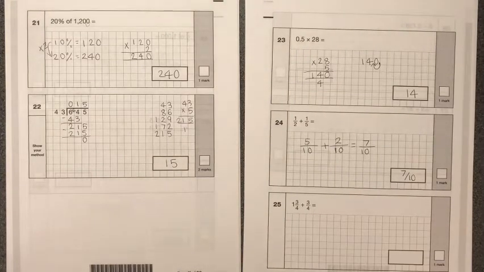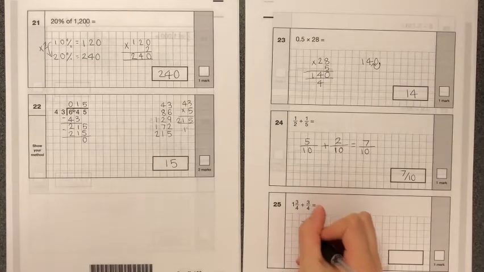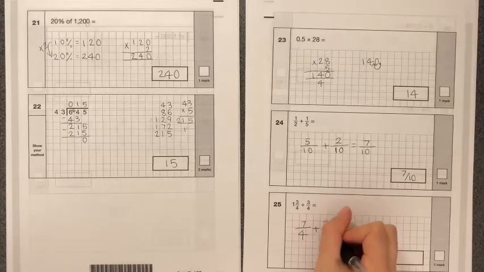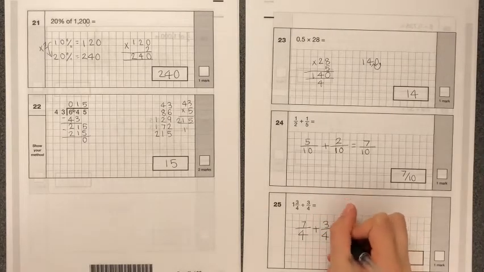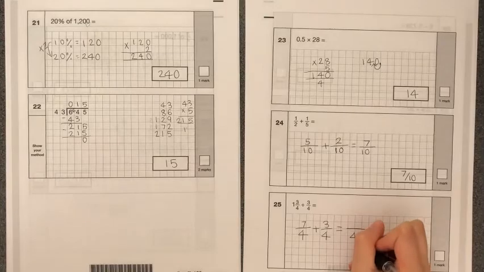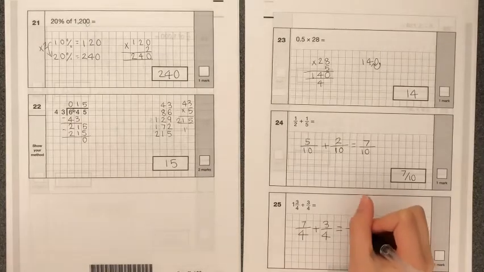1 3/4 plus 3/4. We've got a mixed number and a normal fraction. We're going to make this mixed number into an improper or top-heavy fraction. 1 multiplied by 4 is 4, plus 3 gives us 7, 7 over 4, plus 3 over 4. The denominators are the same, so we keep that the same. 7 plus 3 is 10.